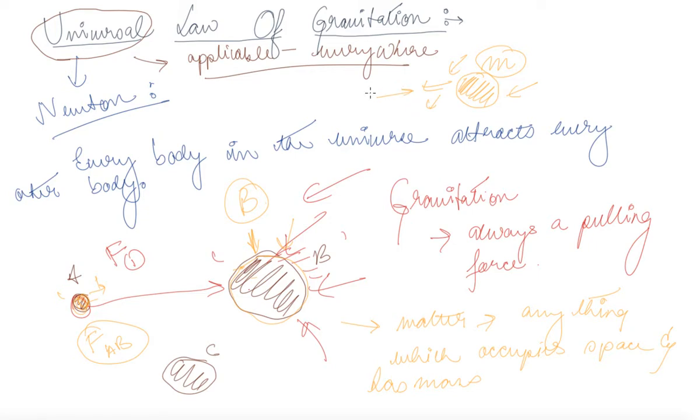Now coming back to our definition: every body in the universe attracts every other body. This is what we know, that there is an attraction. How this attraction depends on the direction, the distance, and also the mass of the body is given by the later half of the law, with a force. Let's see what the force is: directly proportional to the product of their masses and inversely proportional to the square of the distance.